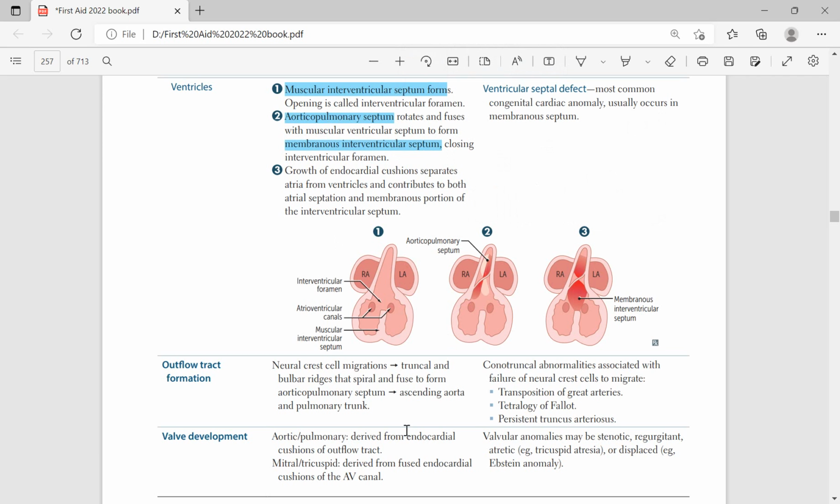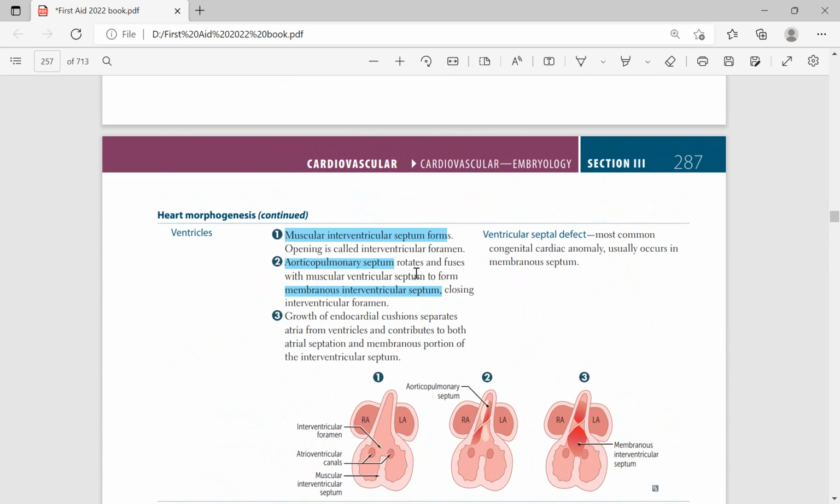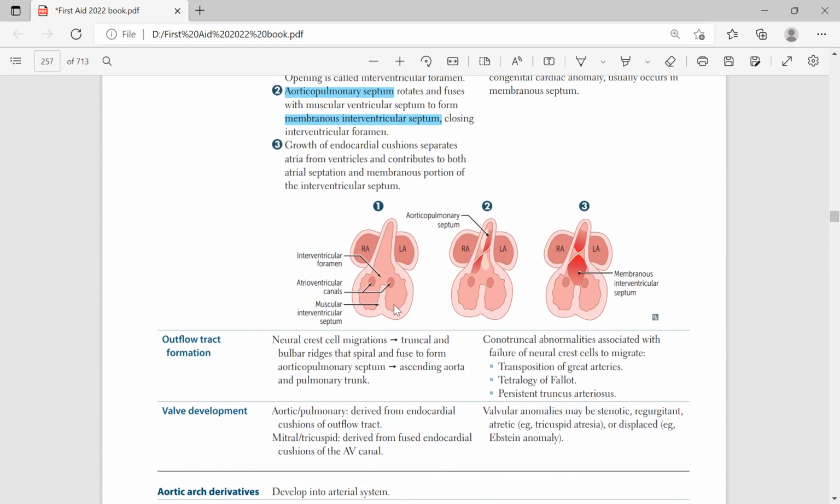Growth of the endocardial cushion separates atria from ventricles and contributes to both atrial septation and the membranous portion of the interventricular septum. So this is the endocardial cushion. It grows and separates atria from ventricles, and it also contributes to formation of the membranous portion, which is situated here, of the interventricular septum.